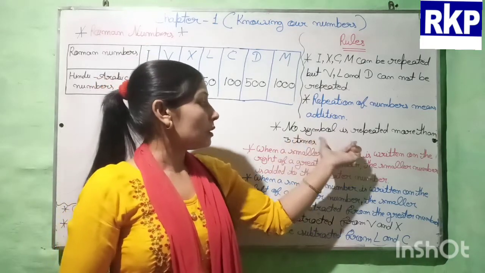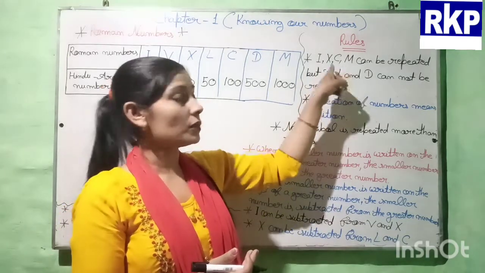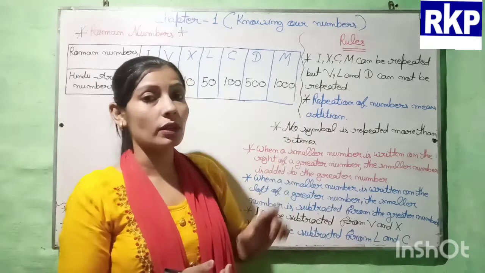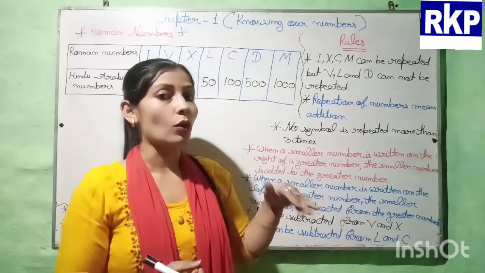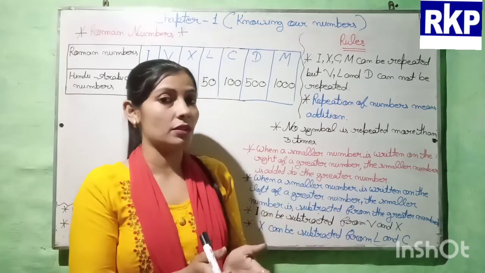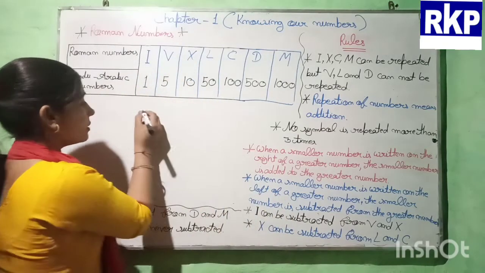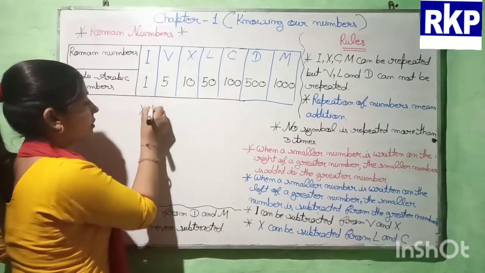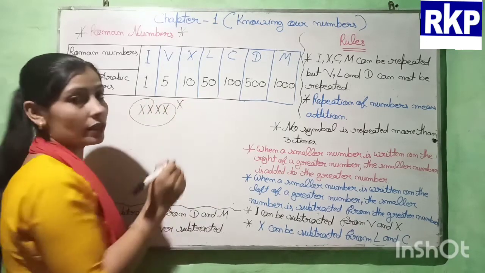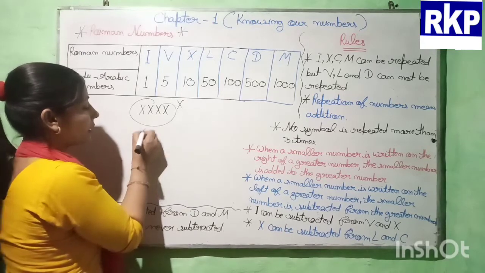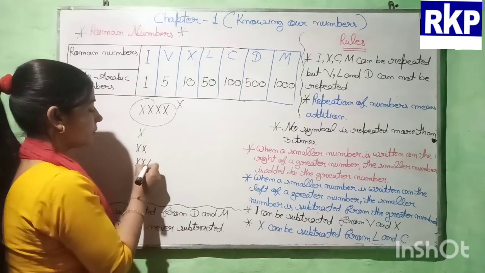No symbol is repeated more than 3 times, and we can repeat any symbol from these only 3 times. We can write only 1 time, 2 times or 3 times, but we cannot repeat these symbols more than 3 times. If we write X 4 times, like X, X, X and X, then it will be wrong. So we can write X only 1 time, 2 times or 3 times.